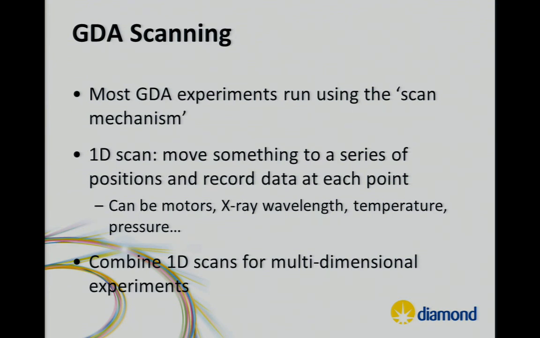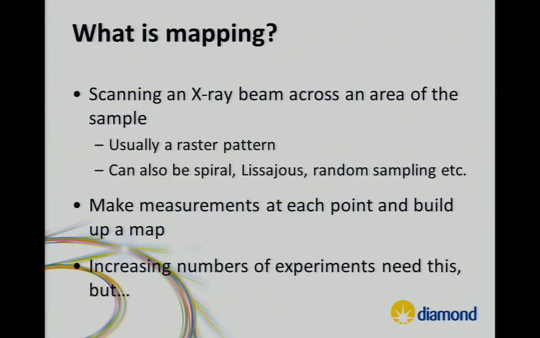So most experiments in GDA are based on the scan mechanism, and at its simplest, this just means take some parameter, which might be a motor position, it might be X-ray wavelength or the temperature of your sample, move it to a series of positions and record data at each point from any number of detectors. And you can then combine these 1D scans for multi-dimensional experiments.